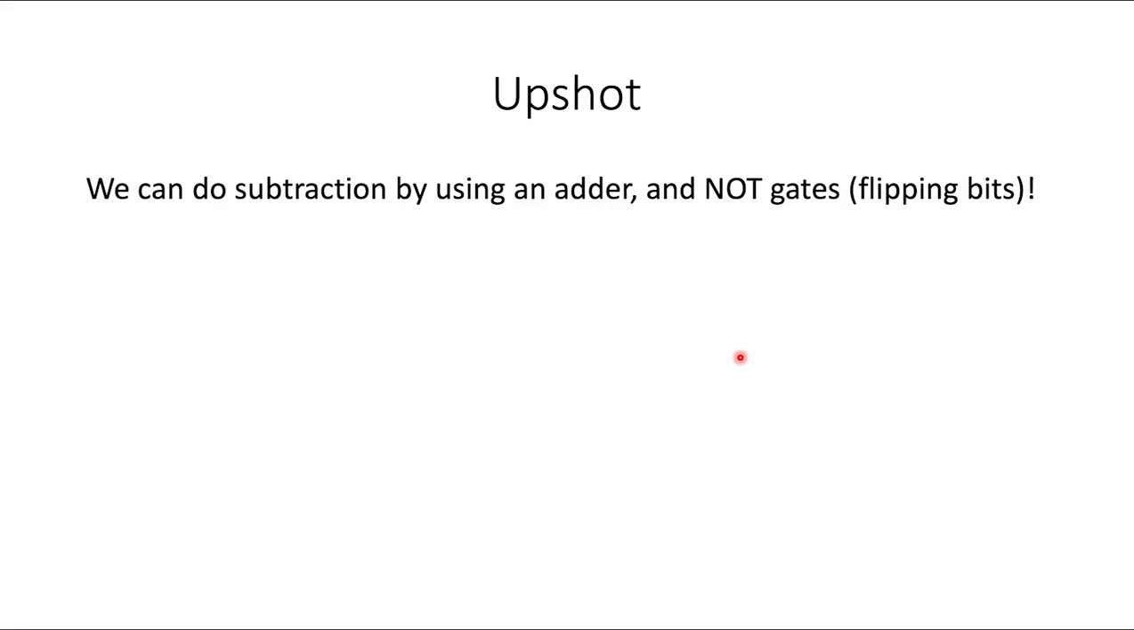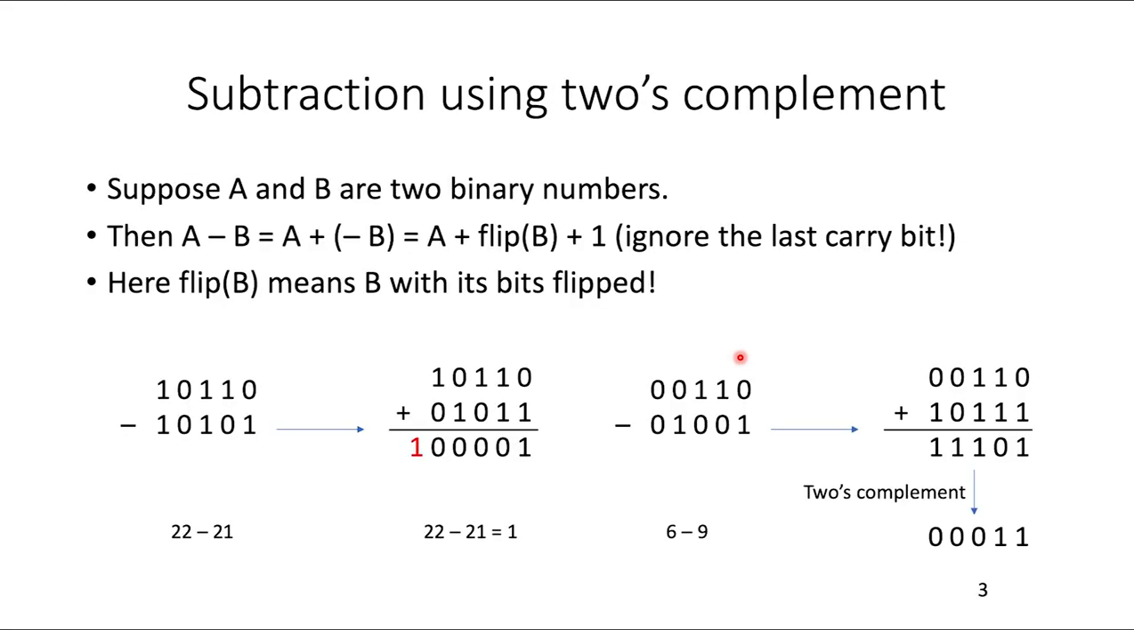But the upshot is we can now do subtraction on a digital circuit level by using an adder and NOT gates. Okay, so what do I mean by this? So let's go back a couple slides. I said that a minus b is a plus flip b plus 1. And I told you that flip b just means that b has all of its bits flipped. Or in other words, all of the inputs to b go through a NOT gate before going into this addition.